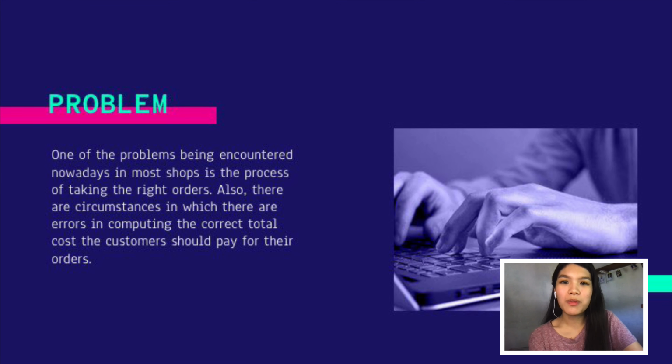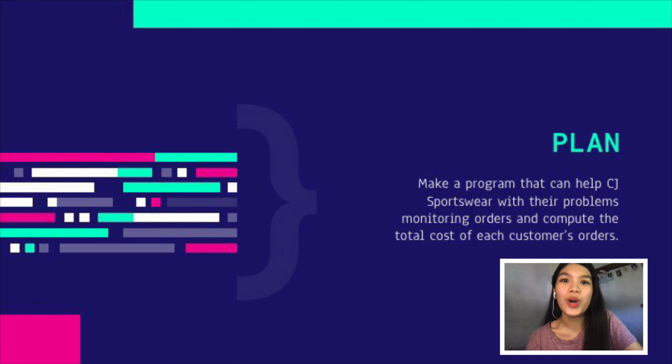So as we jump to the problem, the procedure of collecting the correct orders is one of the issues that most shops face nowadays. There are also times when mistakes are made in calculating the right total cost that customers should pay for their orders. And as a result, we devised a plan to assist CJ Sportswear in tracking purchases and calculating the total cost of each customer's order.